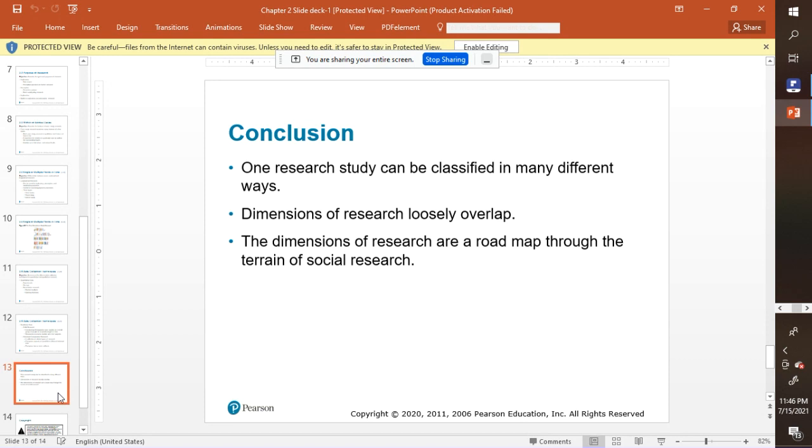As far as we are existing, we still want to improve on all aspects of living. Research will definitely continue, and the dimensions of research loosely overlap each other. They are a roadmap through the career of social research.